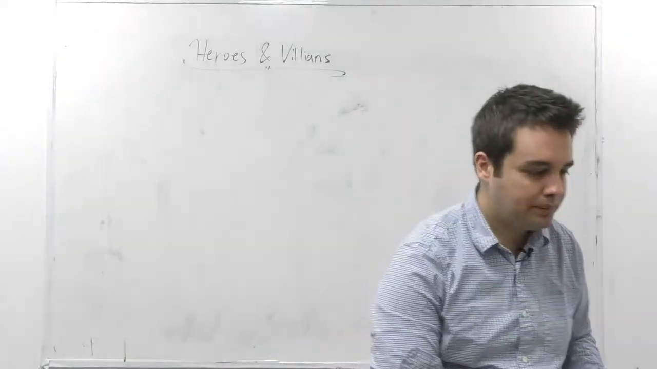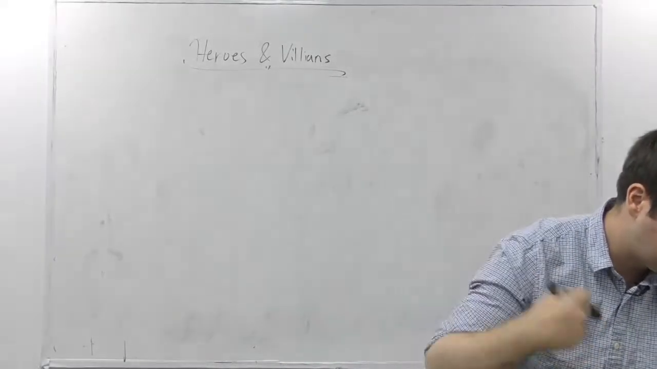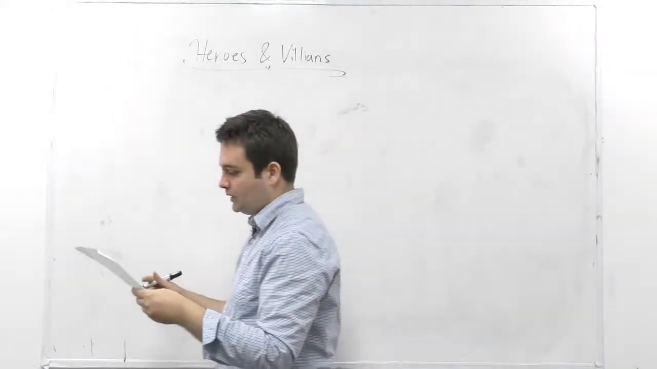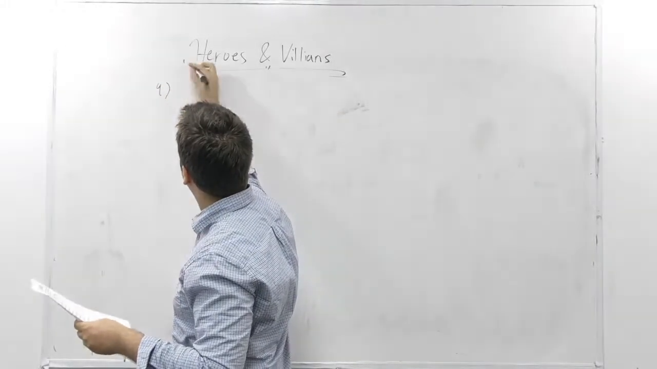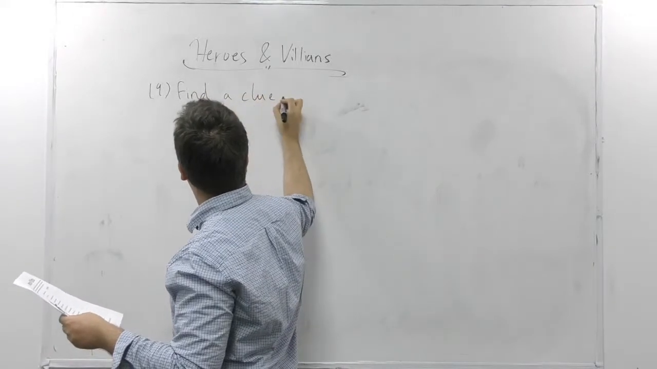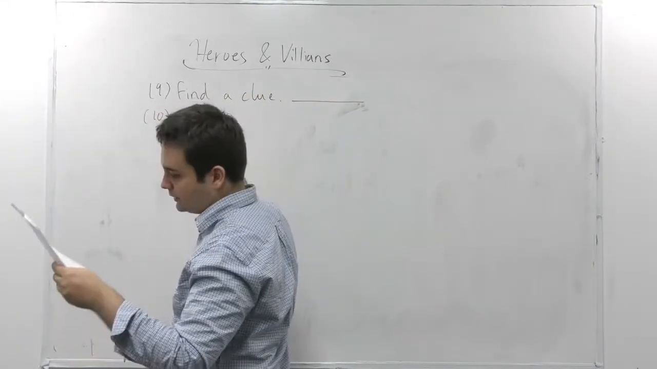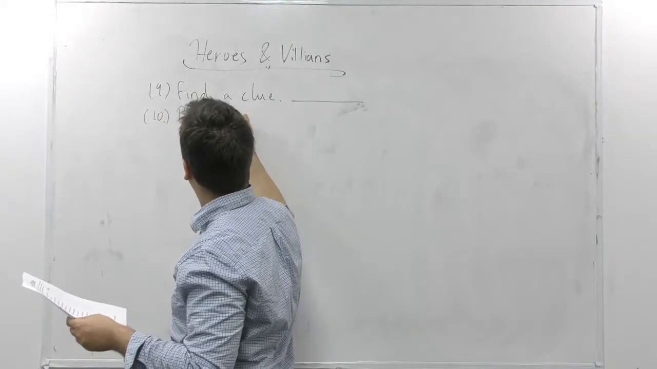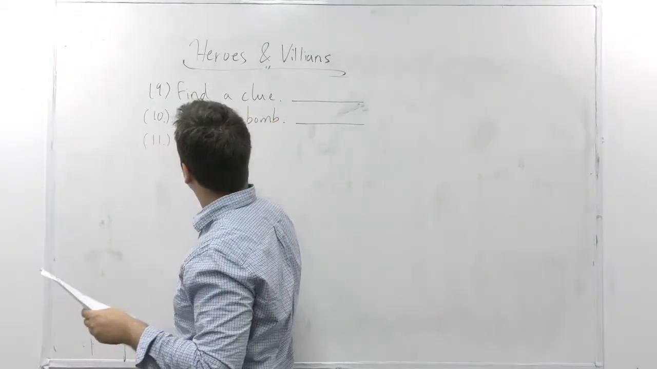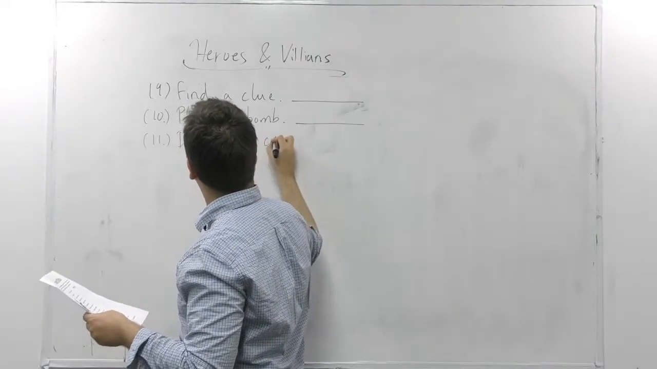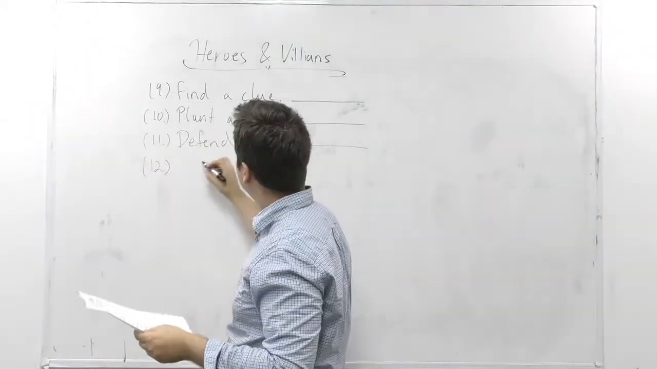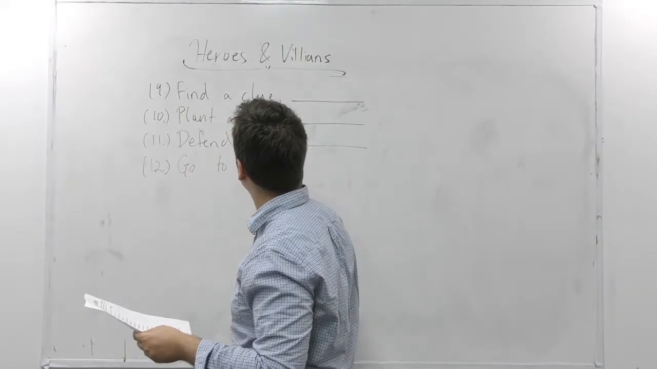Okay, so maybe I'm going to try to switch back to black, although the black is not working well. I think I'll keep switching between different black markers. Okay, next one we have here, number 9, is find a clue. That's interesting. Find a clue, blank. Okay, number 10, we have plant a bomb, blank. Number 11, what do we have? Defend a city. That's a good one. And number 12, we have go to jail.